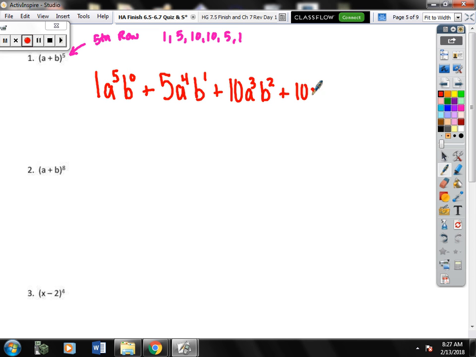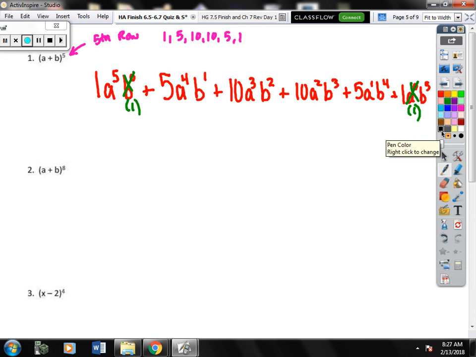Plus 10, a to the 2nd, b to the 3rd. Plus 5, a to the 1st, b to the 4th. And plus 1, a to the 0, b to the 5th. Now you would want to simplify that down, and normally I won't write the b to the 0 because I know that's 1, but we will need to get rid of those before we have a final answer. So this is just 1, and this is just 1.